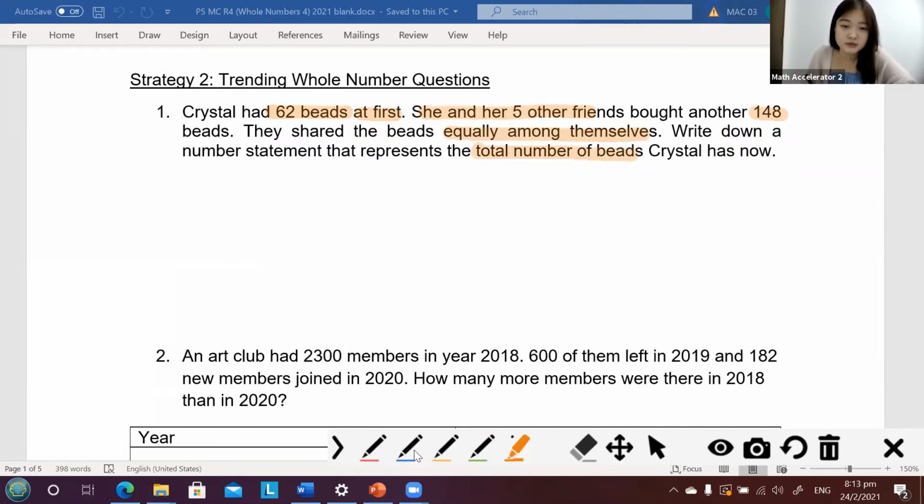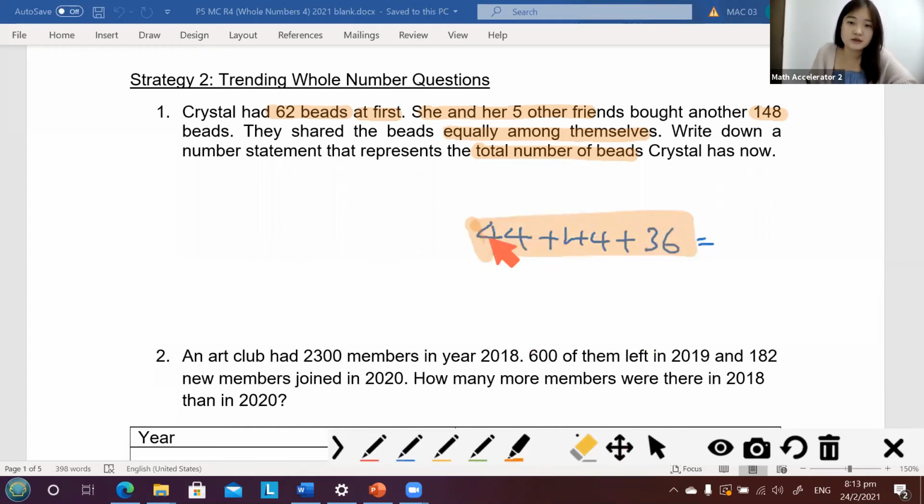What is a number statement? Whatever you did just now. Let's say just now we did 44 plus 44, let's say plus 36. This is a number statement, which means you're working. So think about this question. I'm going to start a poll.